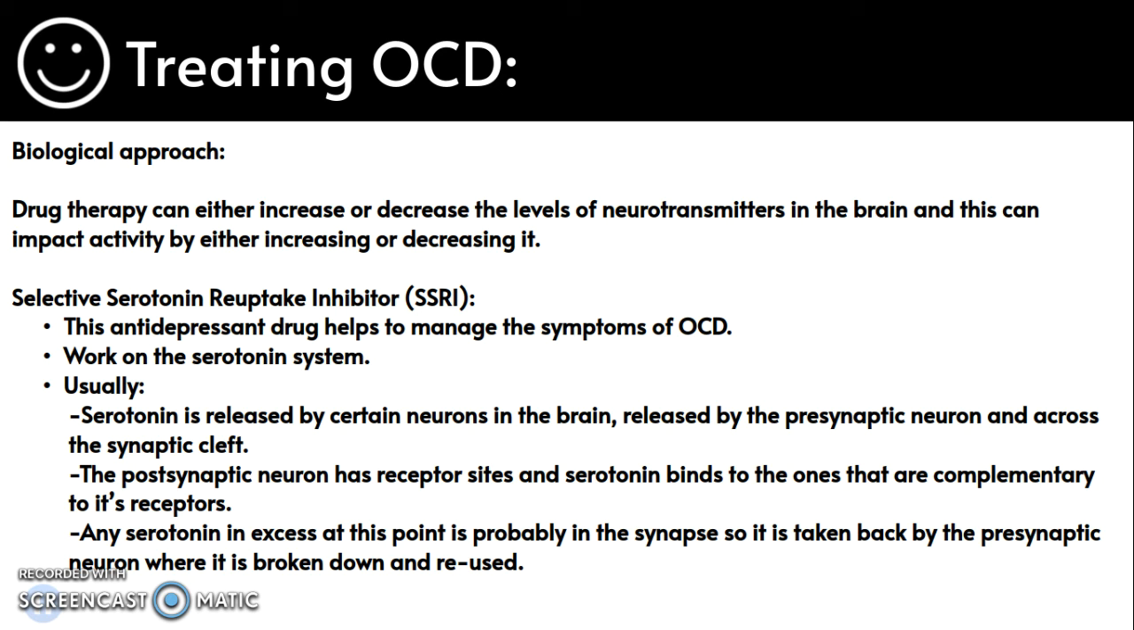So usually serotonin is released by certain neurons in the brain, and serotonin is released by the presynaptic neuron across the synaptic cleft. The postsynaptic neuron has receptor sites, and serotonin binds to the ones that are complementary to its receptors. Any serotonin excess at this point in the synapse is taken back by the presynaptic neuron, where it's broken down and reused, so this entire process can take place again.